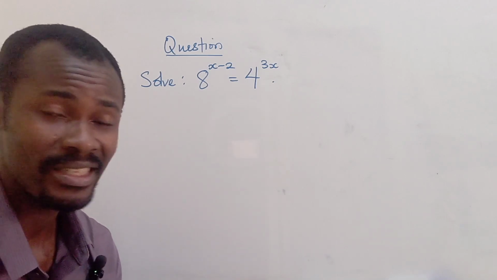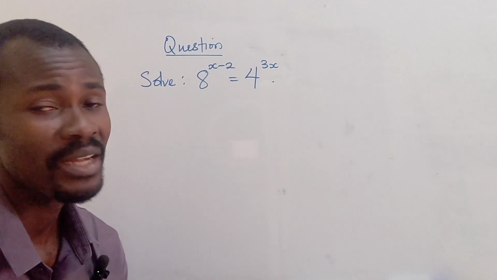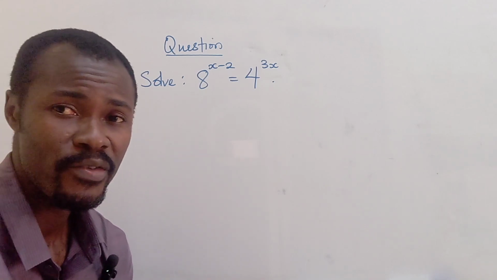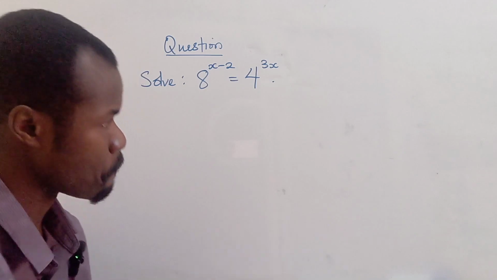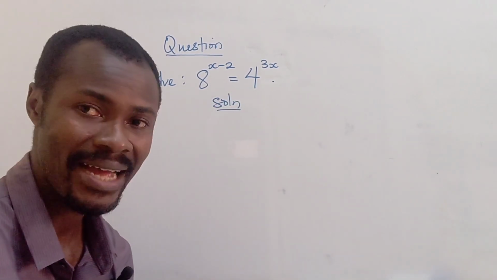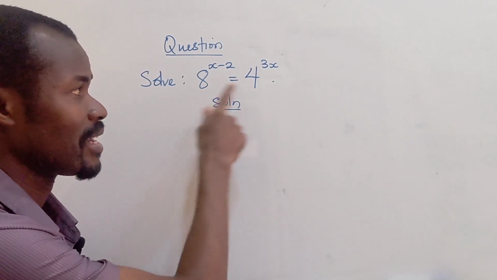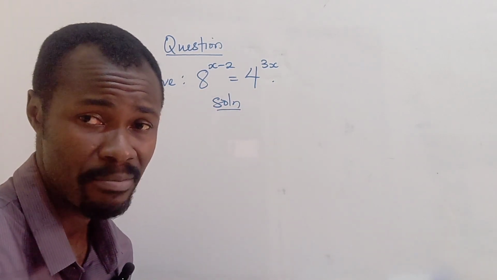We have a question on indices. The question says solve 8 raised to power x minus 2 is equal to 4 raised to power 3x. So our solution, all we need to do in this kind of question is simplify what we have at the right and left hand side so that they have the same base.